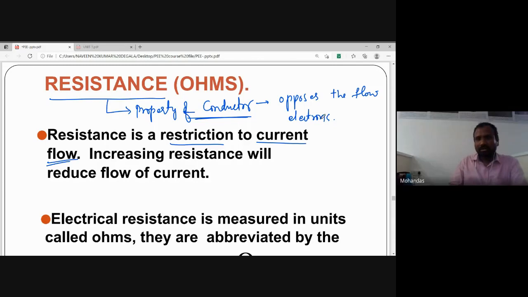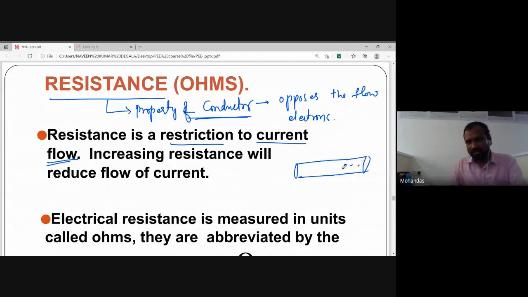It is just like friction. If you take a mechanical example, it is friction which opposes a bus moving on a particular road. Or if a high amount of wind is flowing, it will oppose the motion of a bus or car.